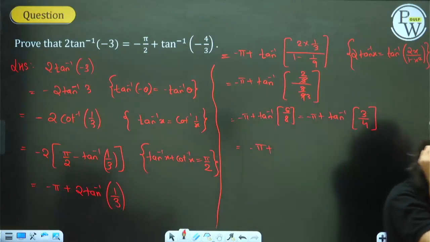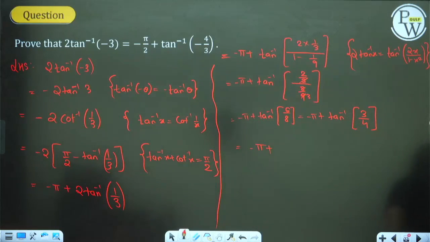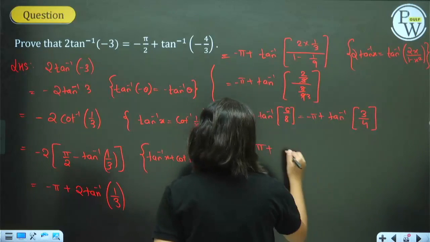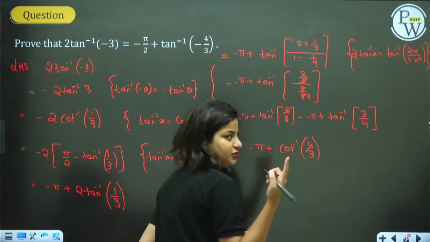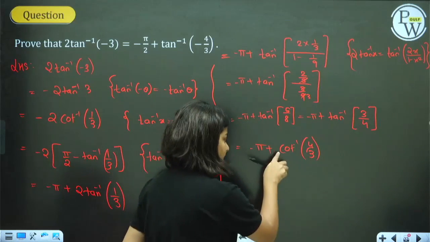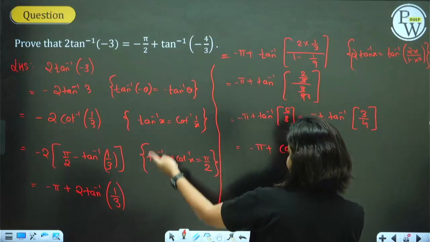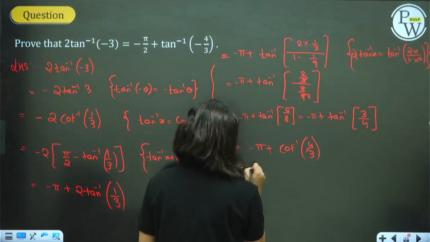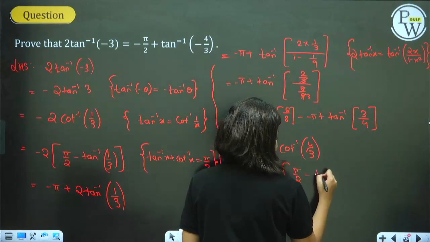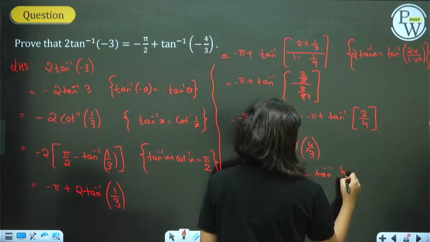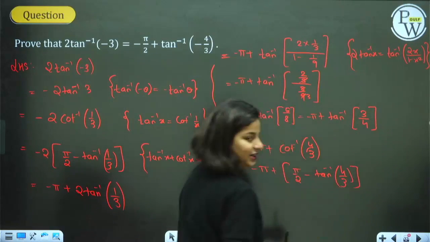Whenever such a scenario arises in front of you, you will write it like this. This cot is not needed, I also know, but I can always write this cot as pi by 2 minus tan. Can you see the magic happening?